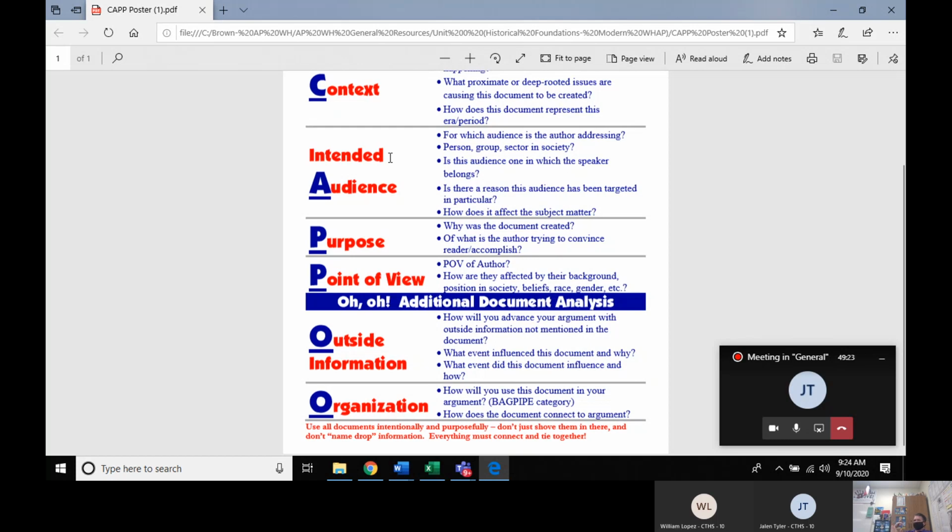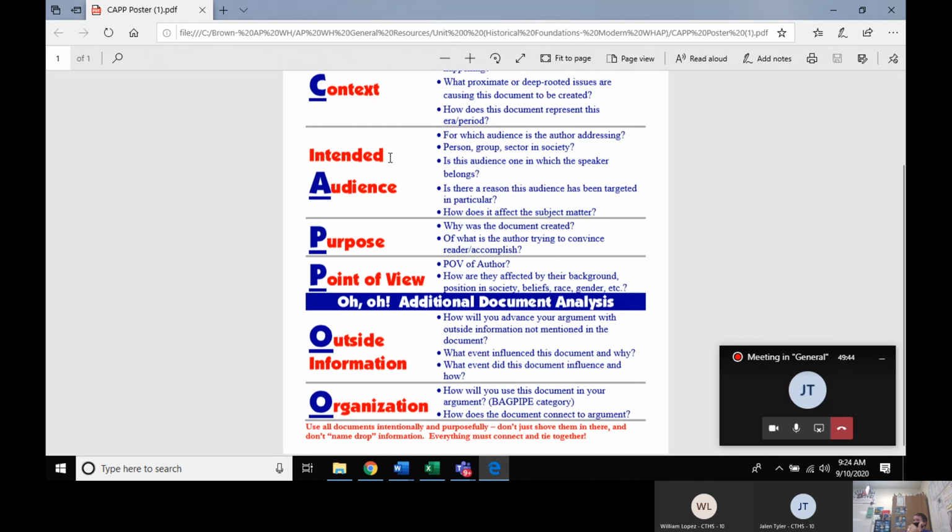Did you ever play that when you were a little kid, where you start a message right here and it goes around the class, and by the time it gets to the end, it's a little different, right? Because we interpret what we see differently. And again, when historians are looking at documents, when you're looking at documents, because you're kind of like amateur historians now, that's something to think about.